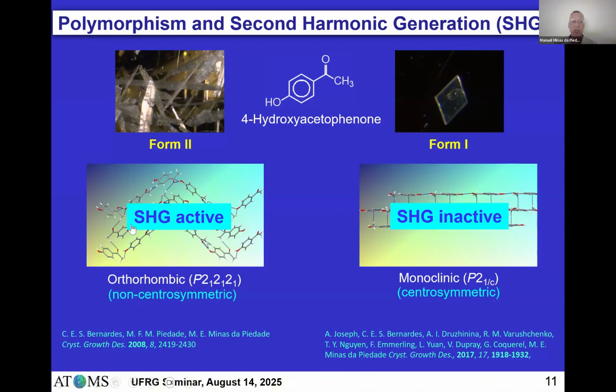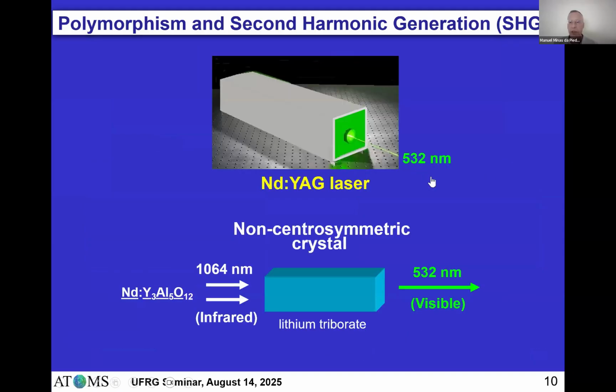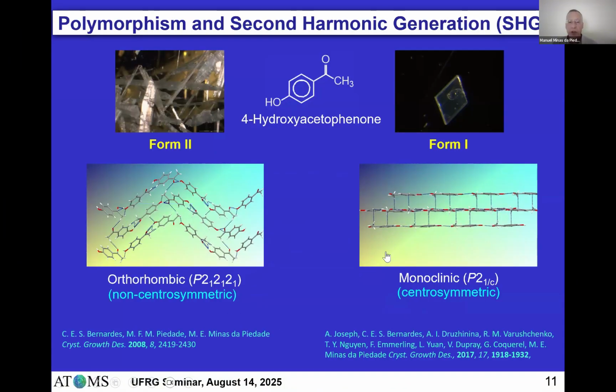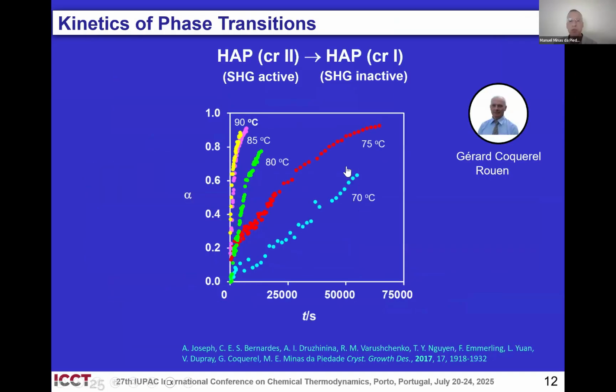What this means is that this form can generate second harmonics, which is what you need to make that halving of the wavelength here, or doubling the frequency of the emitting light. So this is what these crystals do. And you can use this effect, this is SHG active and this one is SHG inactive, to study the kinetics of phase transition from form 1 to form 2. This is what we have done in collaboration with Gérard Coquerel in Rouen.